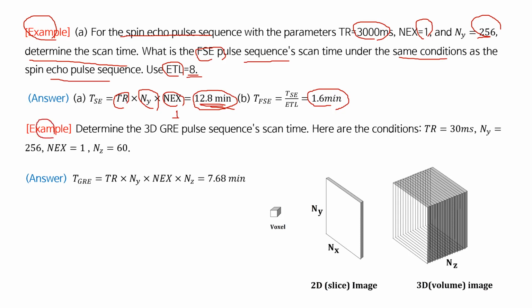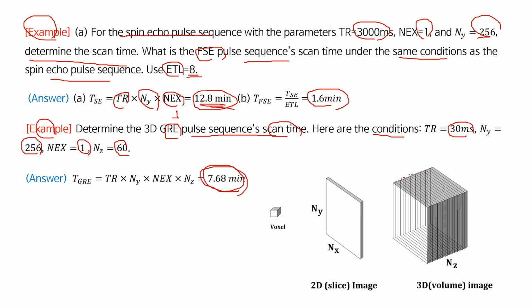Next example. Determine the 3D GRE pulse sequence's scan time. Here are the conditions: TR equals 30 millisecond, NY equal to 256, number of excitation equal 1, and NG equal 60. So we have 60 slices. So that gives about 7 minutes.